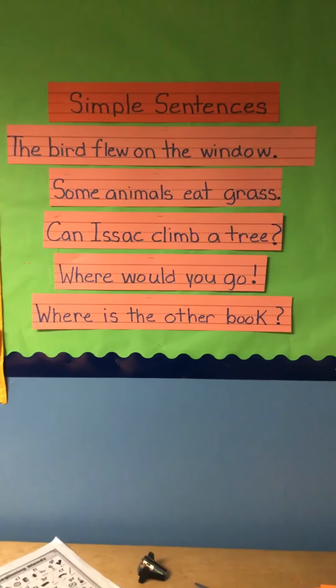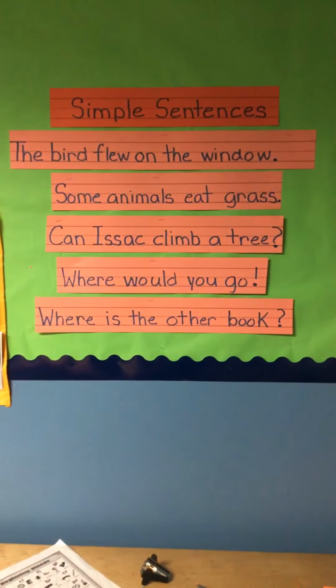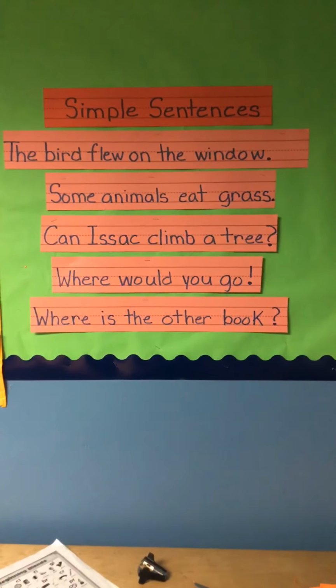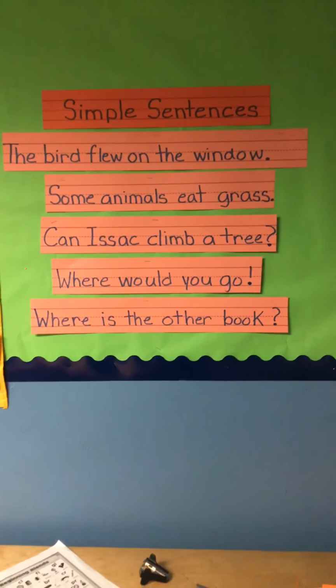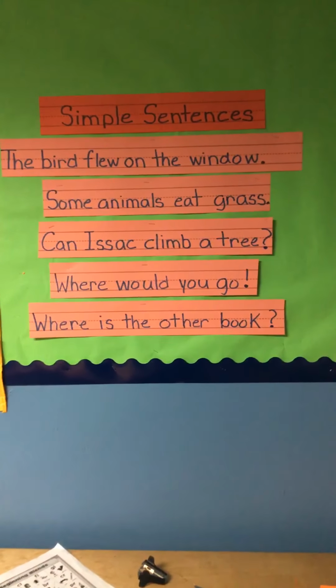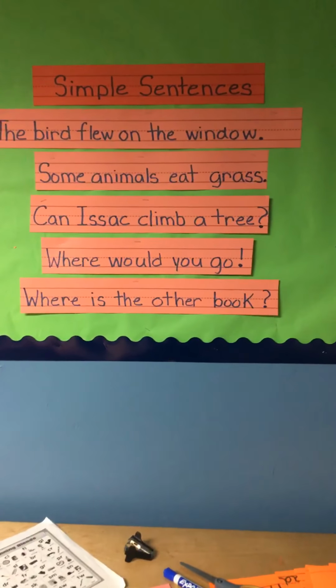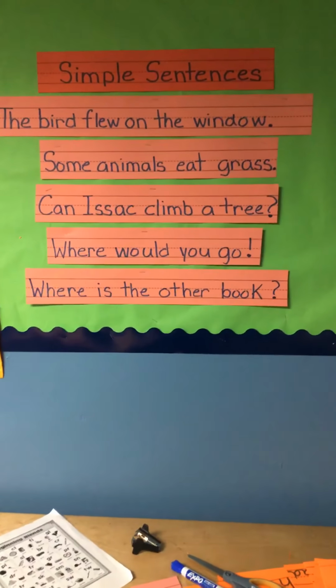Let's look at the second one. Some animals eat grass. And take a look at how I started my sentence. I started it with a capital letter and I ended it with a punctuation mark, a period, or a full stop. Let's look at the next sentence. Can Isaac climb a tree? Look at my punctuation now.